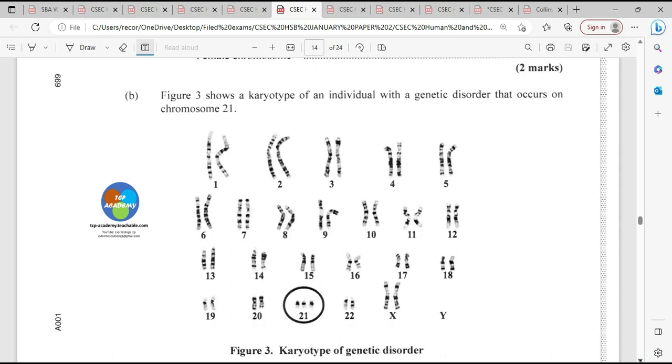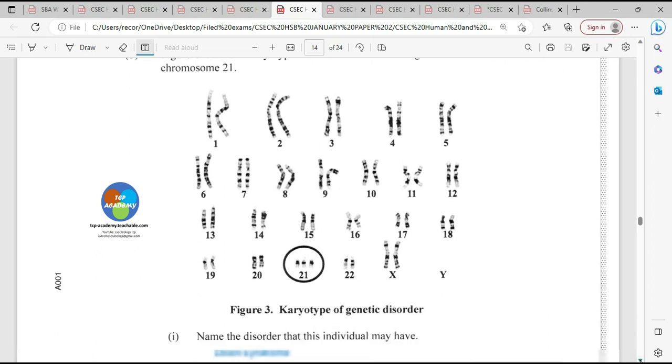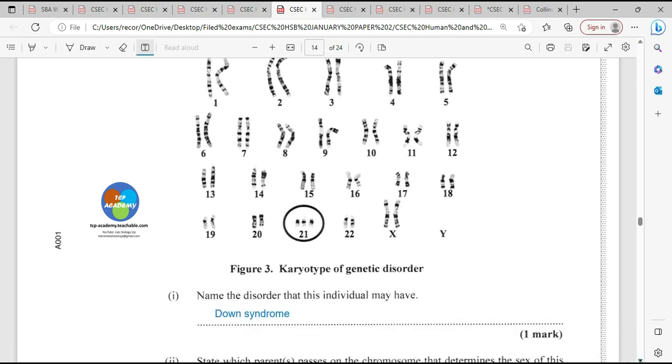This is a rather interesting question. Figure 3 shows the karyotype of an individual with a genetic disorder that occurs on chromosome 21. Now, once we see chromosome 21 and we're studying, immediately it should pull from memory Down syndrome. It's circled here for us, chromosome 21. So, name the disorder that this individual may have. Of course, it's going to be Down syndrome.